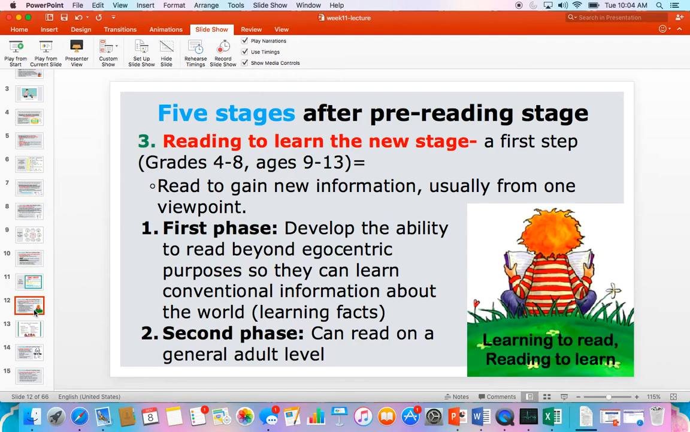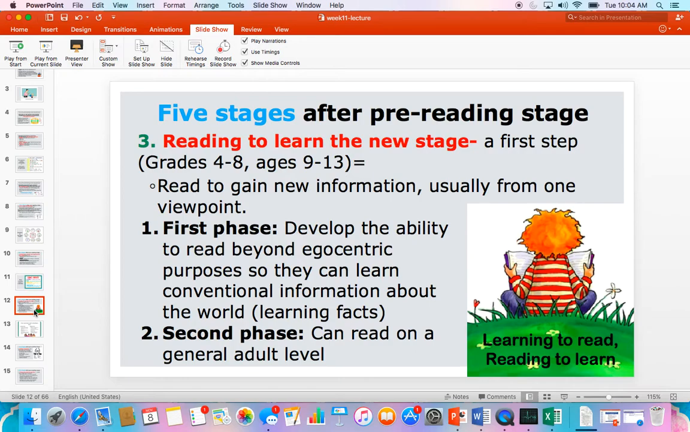Reading to learn, the new stage. So a first step. This is grades 4 to 8, ages 9 through 13. Students are reading to gain new information, usually from one viewpoint. So they may be reading first person, and it's just from that person's viewpoint.